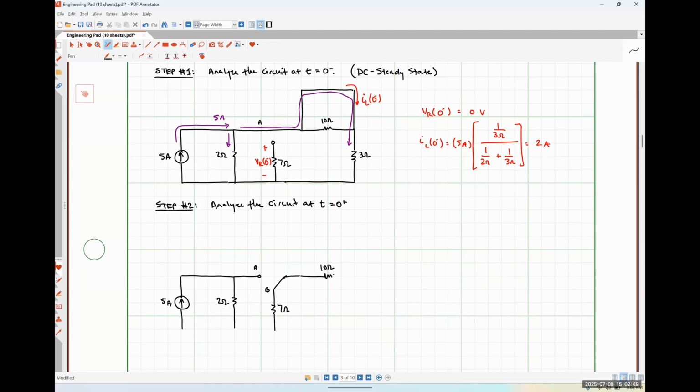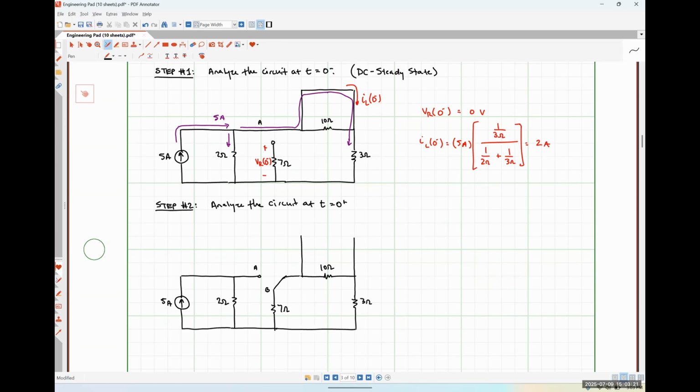Here's our 10 ohm resistor. Up here is where our inductor is going to be. We'll talk about that in just a moment. And then here is our 3 ohm resistor. So let's talk about what's going on with the inductor right now, okay?